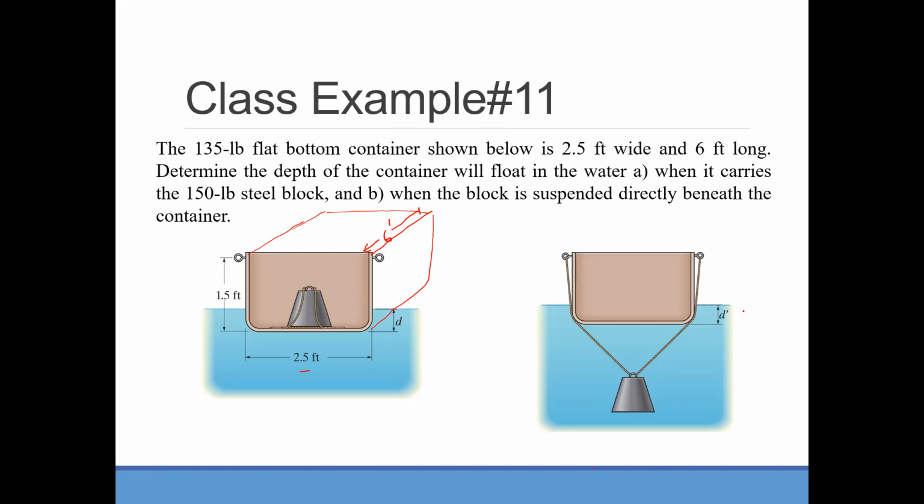Now, from the concept we have learned, you can kind of tell which one is actually displacing more water. Here, the steel block is inside the container, so the whole thing is going down with that much weight. And obviously, it should displace more fluid than this one. Let's check if we can see that by our calculation.